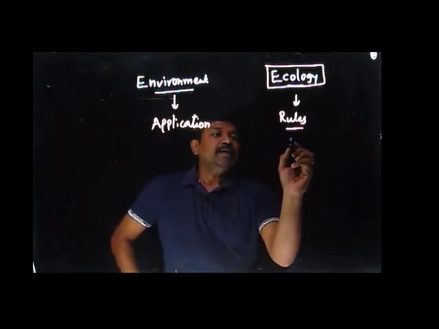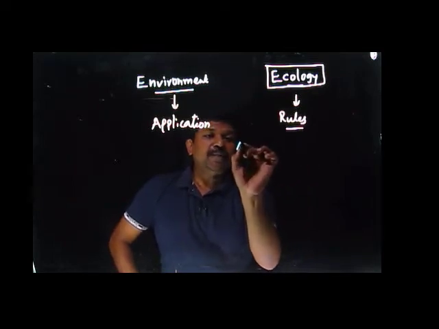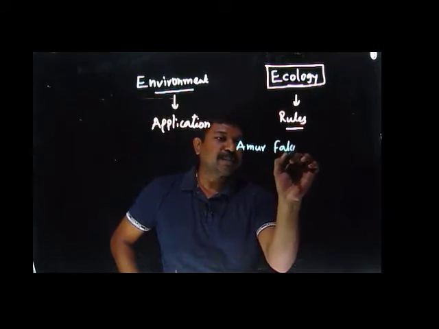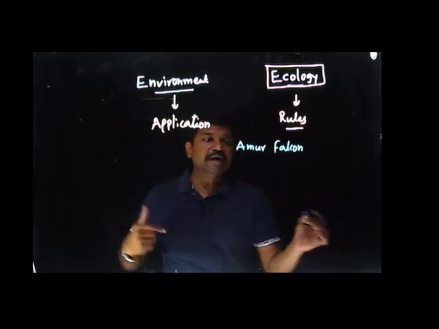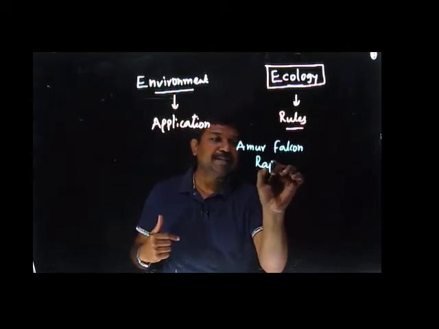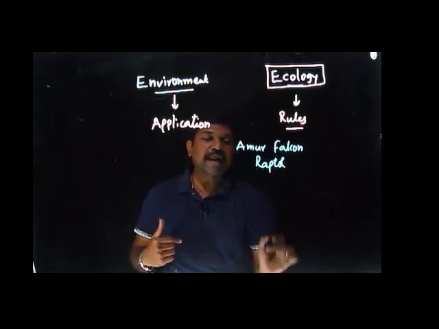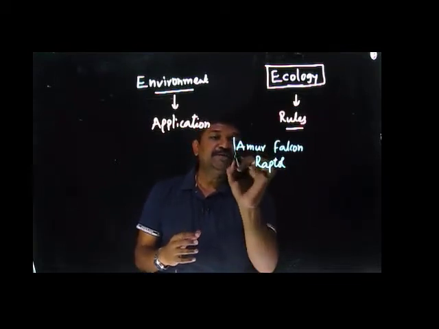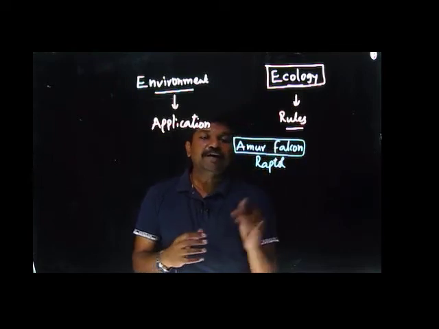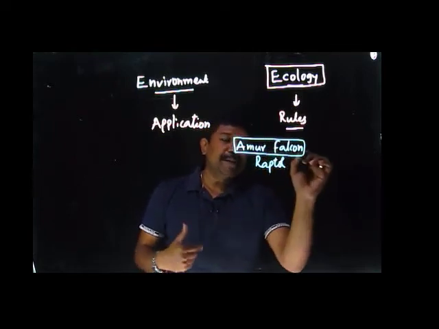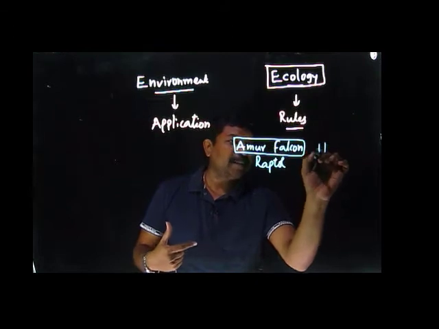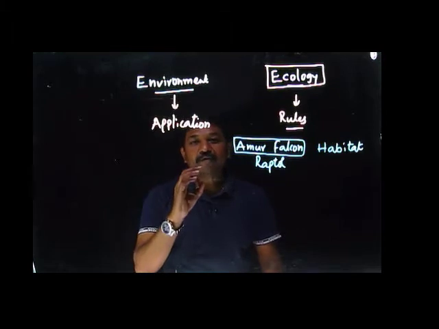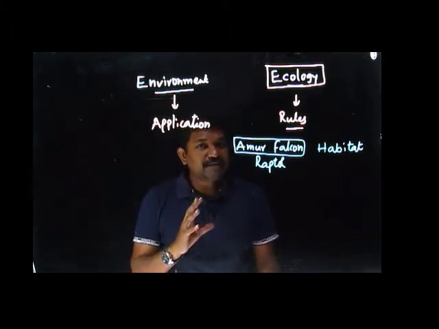Now, let me give the example of the bird called Amur falcon. What is a falcon? Falcon is a large bird, basically a raptor species. The name of this bird is Amur falcon. It lives in its place of living called habitat. What is habitat? Habitat is a place of living.